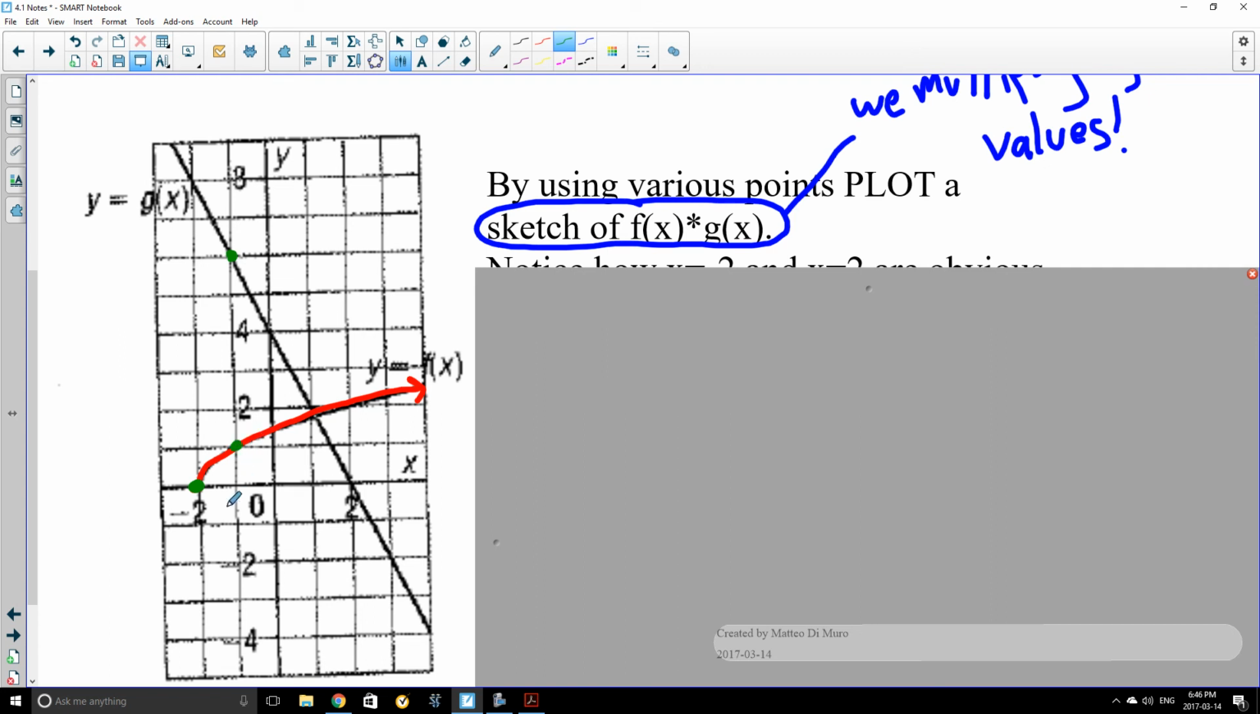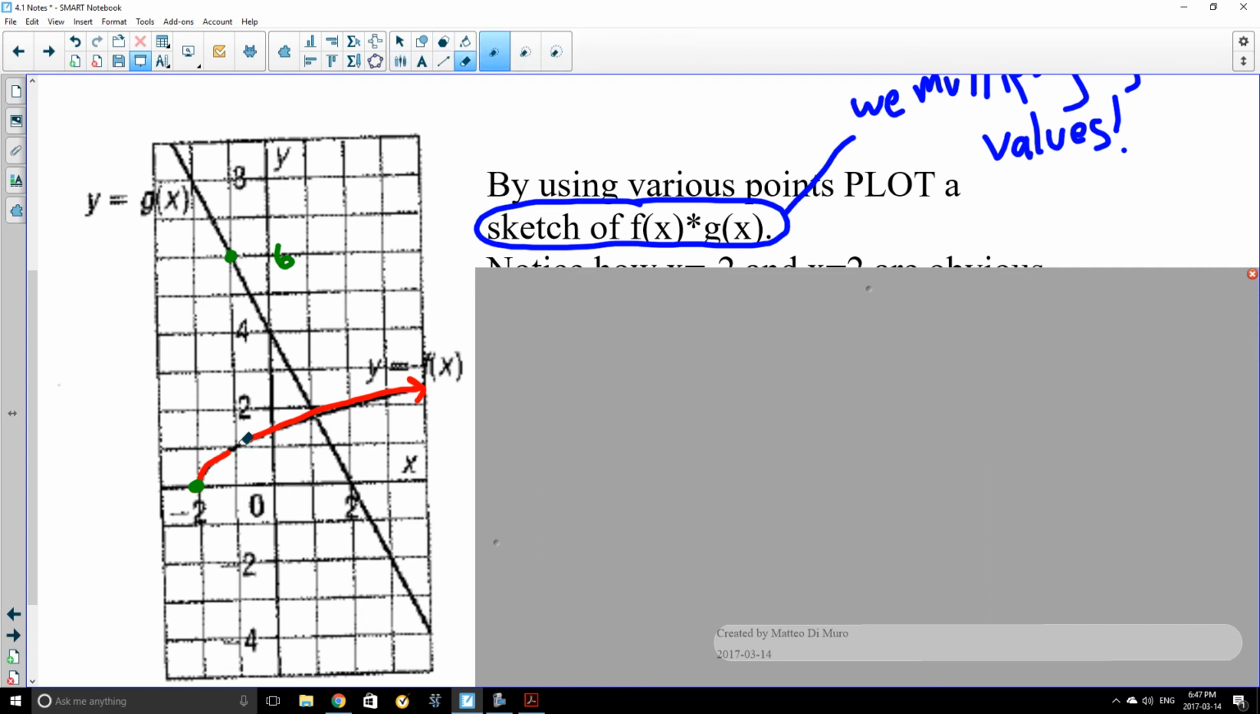This point right here at 6 is going to be on the resulting graph f of x times g of x. Probably another point that we could use is the y-intercept. It'd be nice, but it's a little hard to understand what's going on in the red function. Looks like it could be 1.5, but not sure.